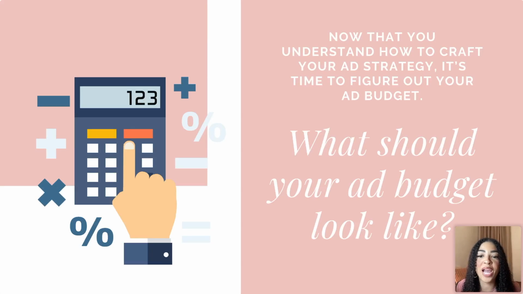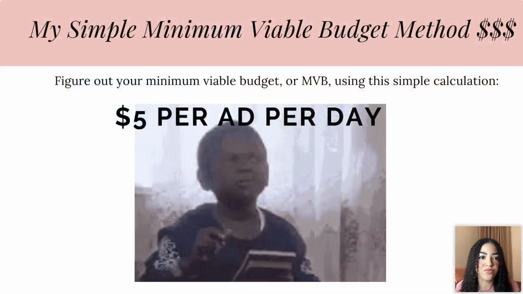Time to figure out your ad budget, right? So what should your ad budget look like? This is going to be very simple. I have an MVB method. It's called my simple minimum viable budget method, or AKA MVB. And simply, it's $5 per ad per day.